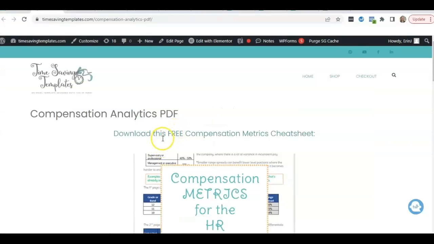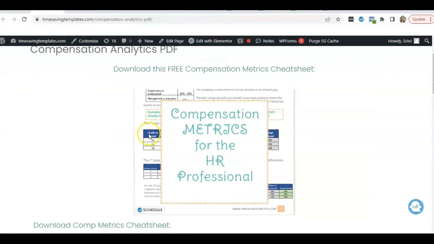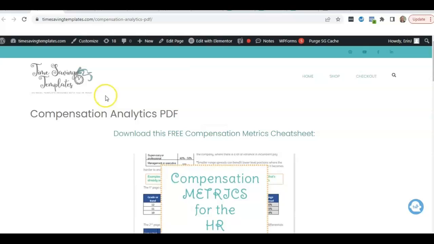And also don't forget to go download the free cheat sheet. That'll give directions or have a quick summary of each of the comp metrics.